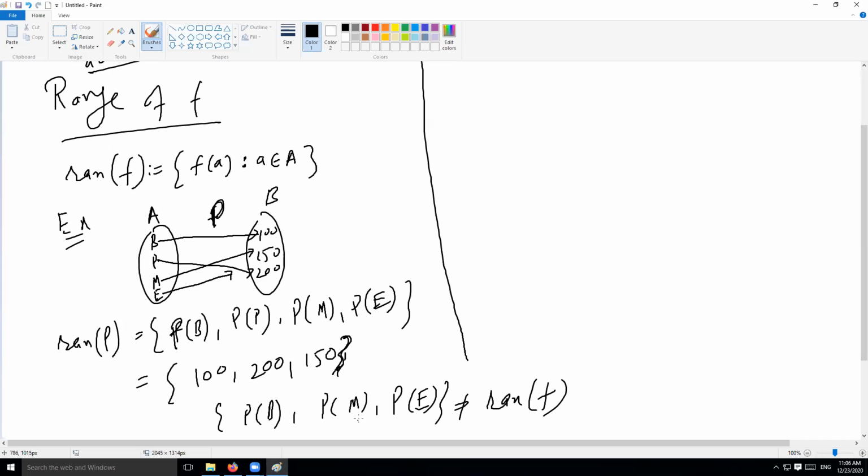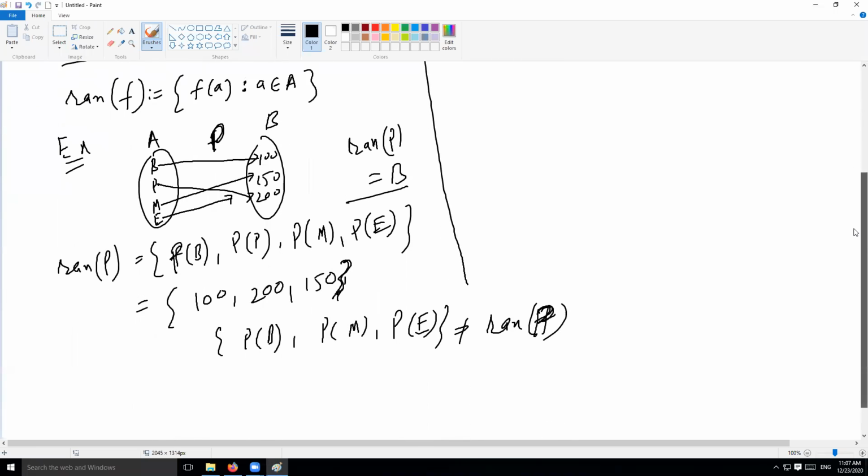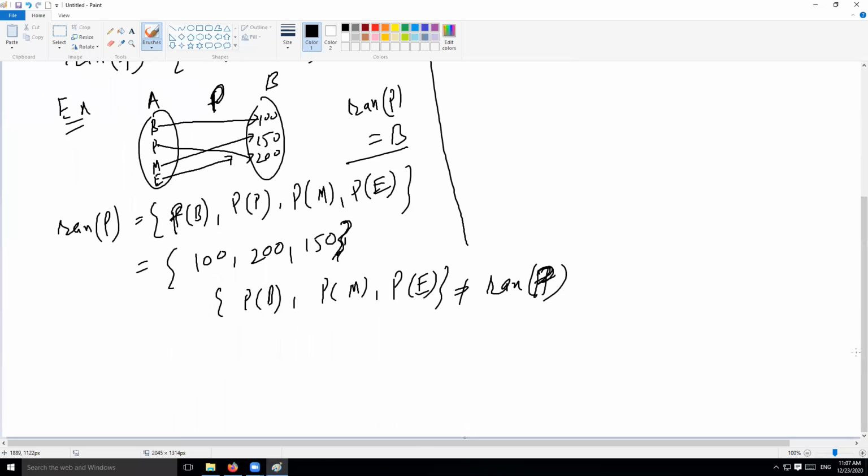Okay, so the range, for example, for this function p is going to be the collection of all prices of all the books. By the way, here I can say the range of this price function is the entire set B. So it's equal to the codomain.